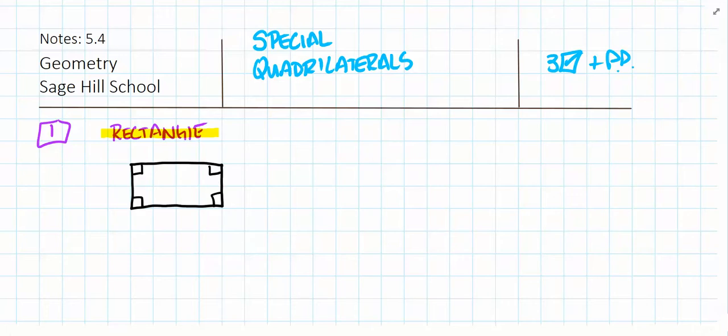Alright, so special quadrilaterals. I've got four in this particular realm here. So, a rectangle. What is special about a rectangle? How can we describe it?